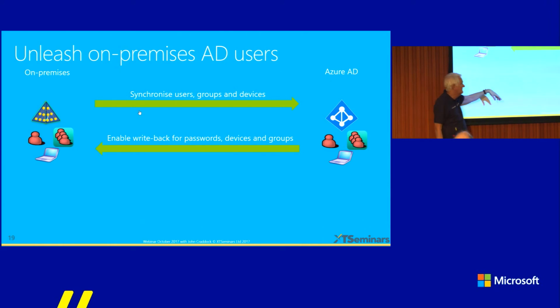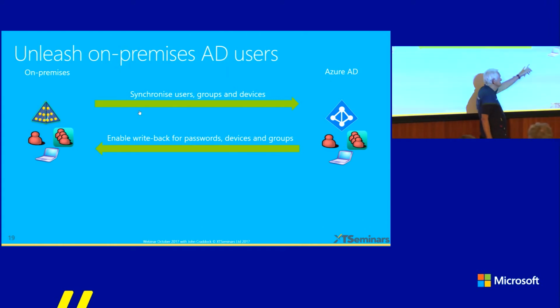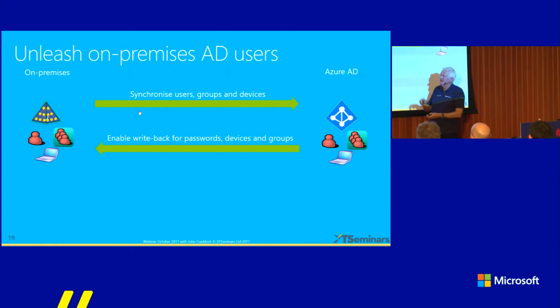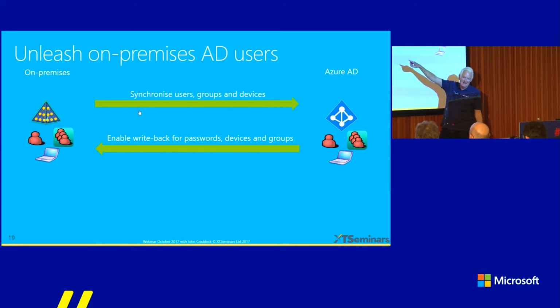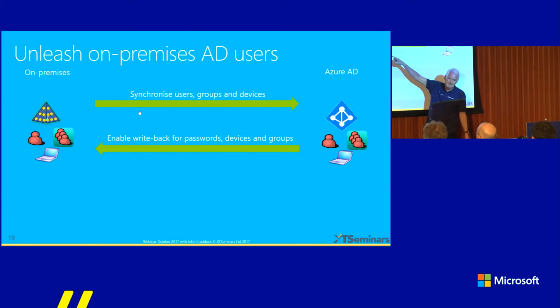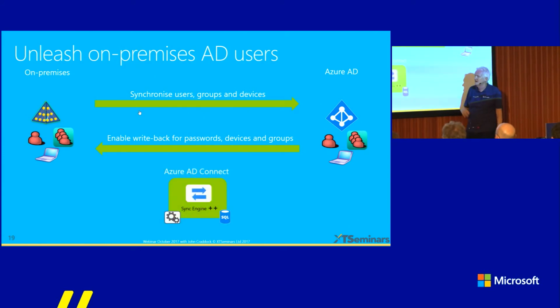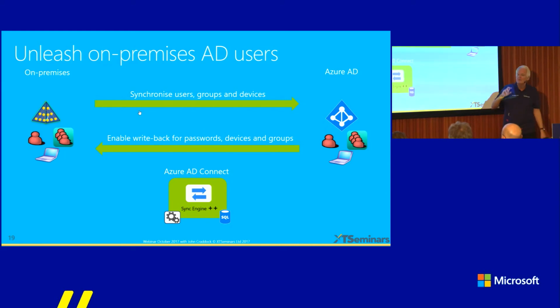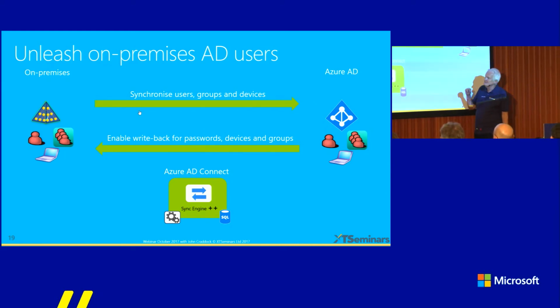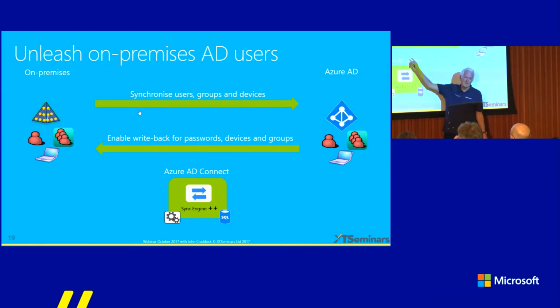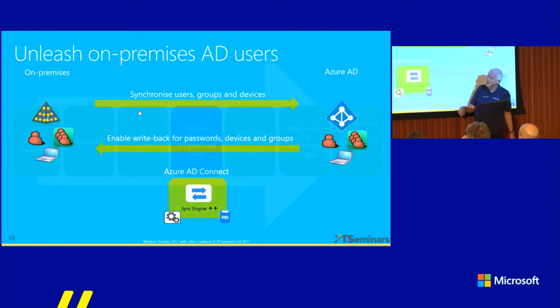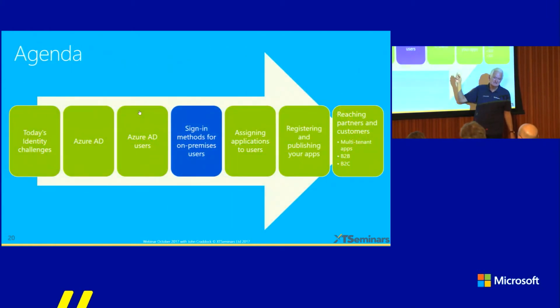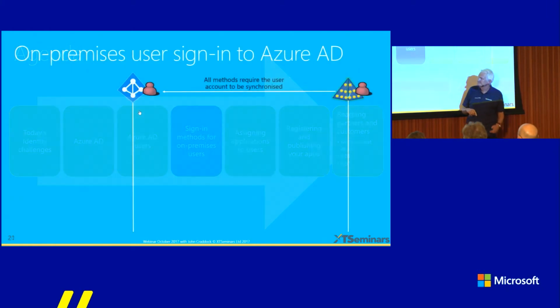If you do self-service reset, you might actually want to push the password back into your on-prem AD. In which case we use write back on the password. All of this is done now through Azure AD Connect. It's a sync engine plus plus, and the plus plus is the ability to do the write backs. It's the ability to also configure the single sign-on methods.